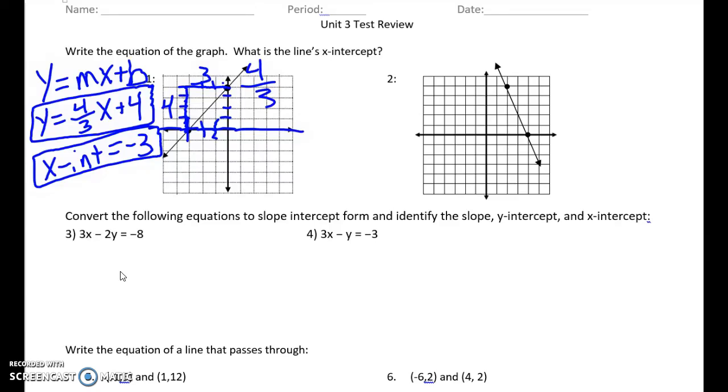Number 2, same thing. We have y equals mx plus b. We have to find the m, the slope. I count my rise over run. I rise down 5 and run positive 2. So my slope is negative 5/2.